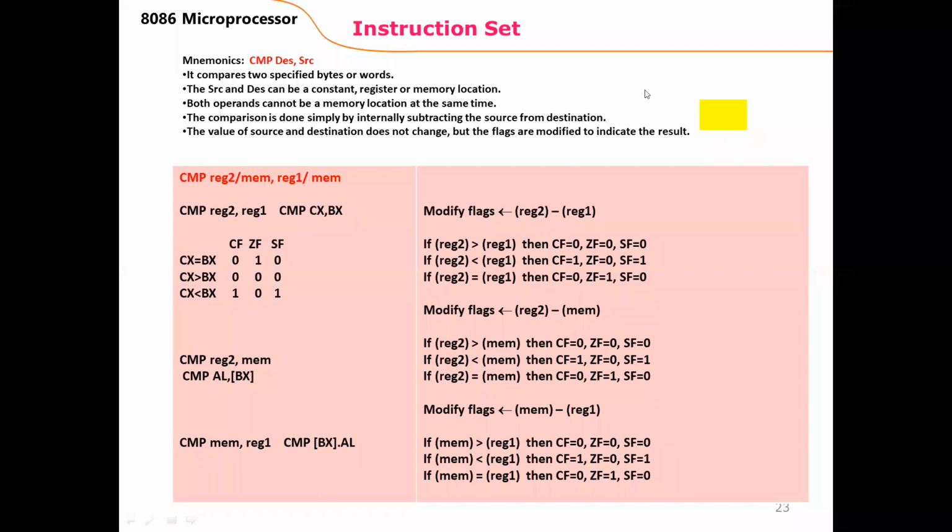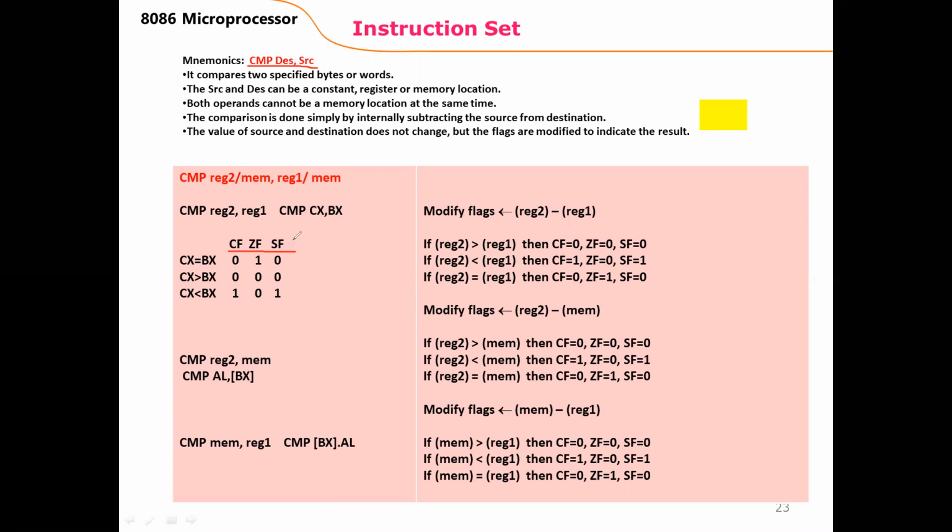The next instruction is the compare instruction. After execution of the compare instruction, the contents of destination and source are not changed. Those will remain the same. Only there will be a change in flag values. Three flags are used for this comparison: carry flag, zero flag, and sign flag.